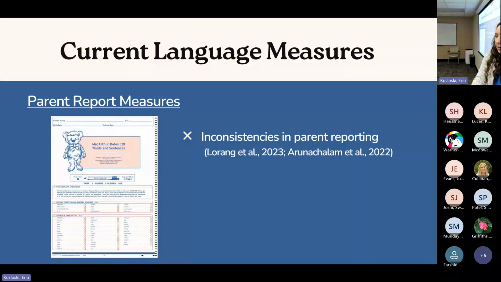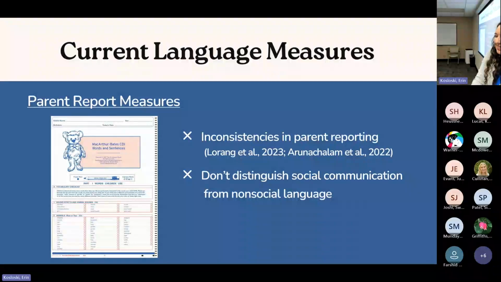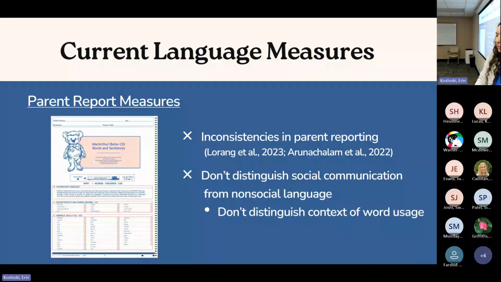And additionally, these measures do not distinguish social communication from non-social language. And in particular, they're not distinguishing the context of the word usage. So the parent might report that, okay, my kid says 25 of these words, but if all of those words are colors, animals, cars, that they use for their toys and books to label, because again, they're good at labeling and that fast mapping, but they're not integrating those words into conversations, we don't really get that information from this kind of measure.